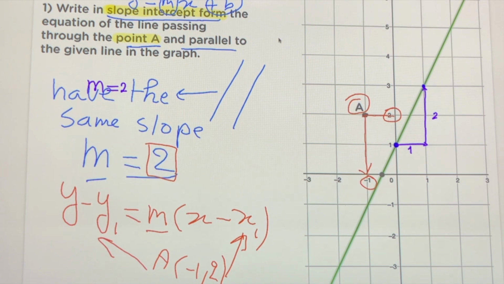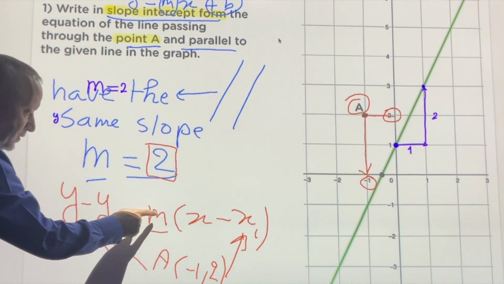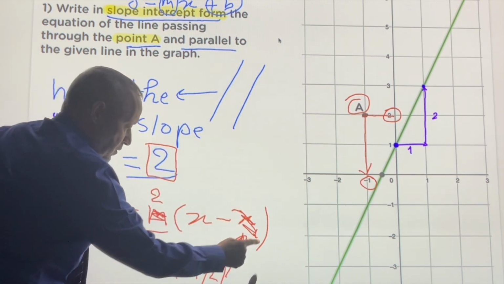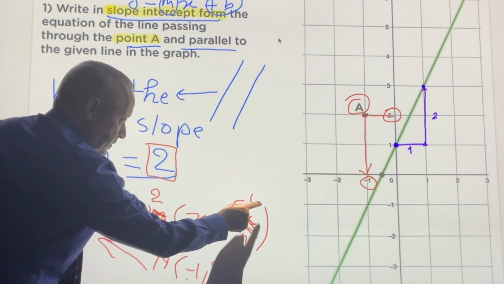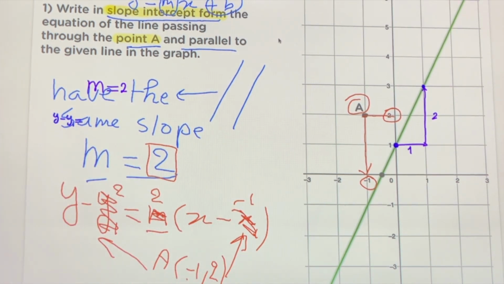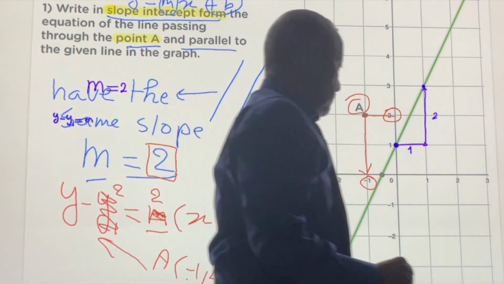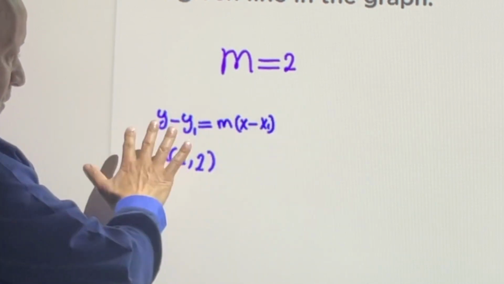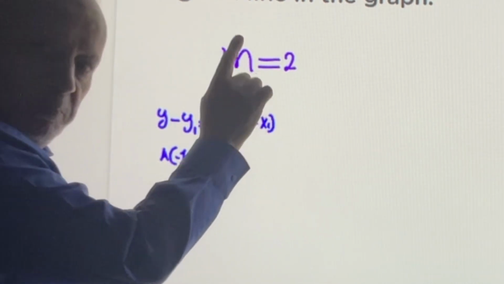Okay? Now, we just substitute. Instead of m, we put this 2. Instead of x1, we put this -1. Instead of y1, we put this 2. Is that clear? So I'm going to show you how to substitute. Now, we substitute in this form. We call this point slope.